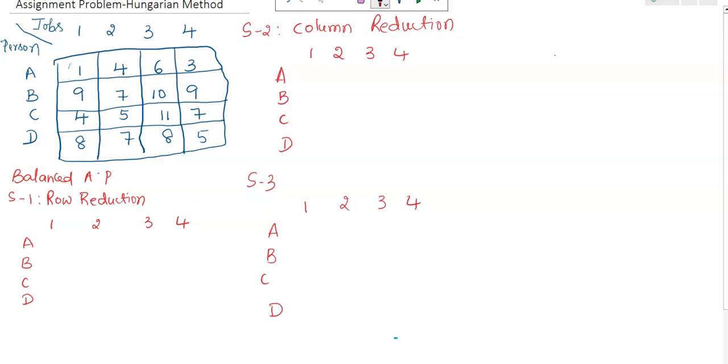How to check? We have to observe that the number of rows is equal to the number of columns. The total number of rows is 4, and the number of columns is 4. Therefore, it is a balanced assignment problem.